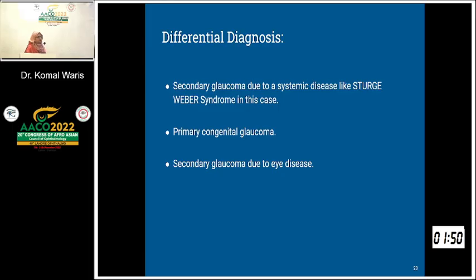So, on the basis of all these investigations and the clinical examination, we made three differential diagnoses. The first one was a secondary glaucoma due to a systemic disease like Sturge-Weber syndrome. Apart from that, it could have been a primary congenital glaucoma or a secondary glaucoma due to any other eye disease.